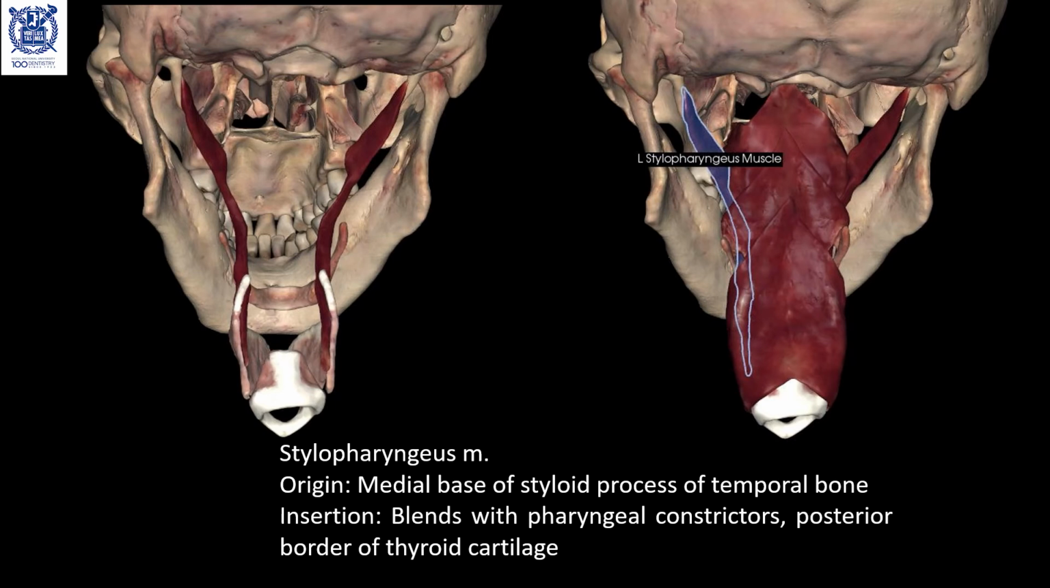The stylopharyngeus elevates the larynx and pharynx and dilates the pharynx to permit the passage of a large food bolus, thereby facilitating swallowing. It is supplied by the pharyngeal branches of the ascending pharyngeal artery.